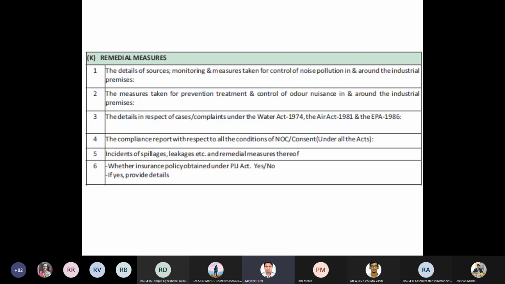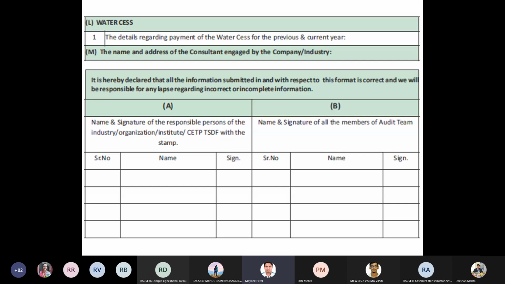So someone may have filed complaint against you that you may have discharged something, the effluent, untreated effluent, or anything related to that EP Act or Air Act or Water Act, then these complaints also you need to mention here, being an auditor. And compliance report with respect to all conditions of NOC or consent, that also you will mention here that it is complied. If incident of spillage, leakage and any remedial measure if you have taken thereof, then the details thereof are required. Then PLI policy status also is required. Then water cess payment details are required.